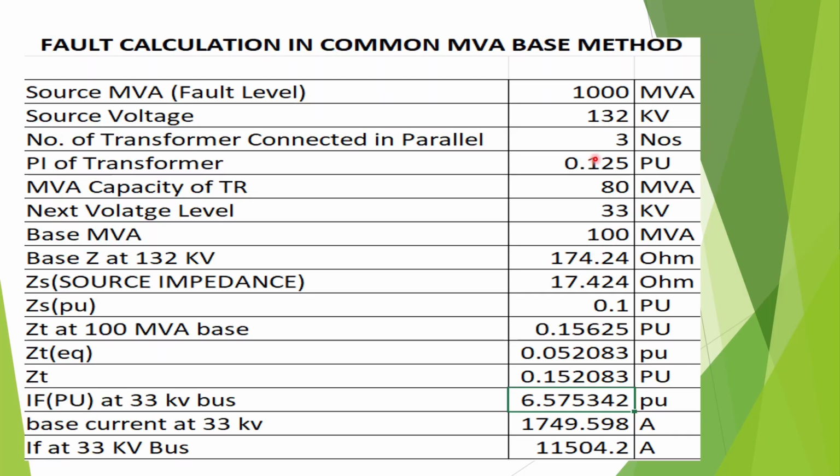Now let us consider that instead of two transformers, there are three transformers of the same capacity connected in parallel. In this case, for fault calculation in the common MVA base method, the fault current at the 33 kV bus comes as 504.2 ampere or 11.5042 kiloampere.